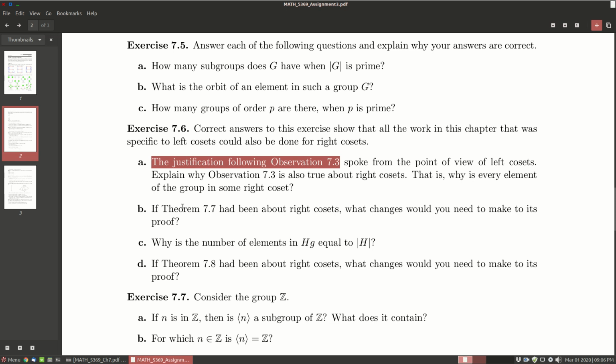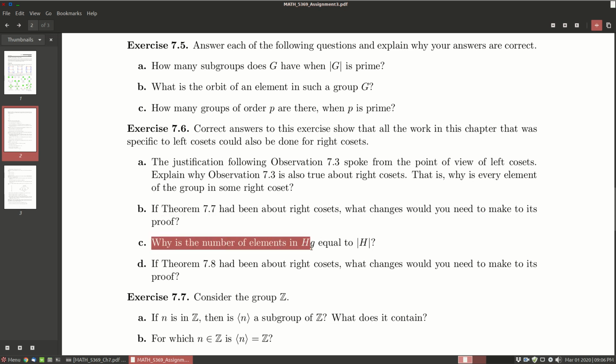What that means is you need to justify to yourself that you can rewrite the observations for right cosets. Similarly for theorem 7.7, and similarly for this observation: why is the number of elements in Hg equal to the number of elements in H? This was also in the notes. And similarly for 7.8. So there's not a lot of novel work here. You are simply rewording all of the work in the notes for right cosets.